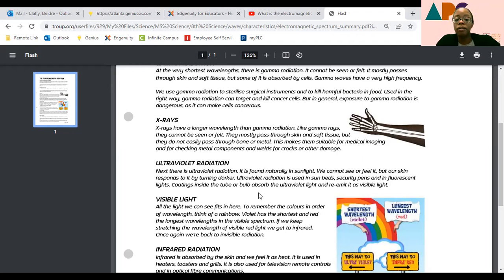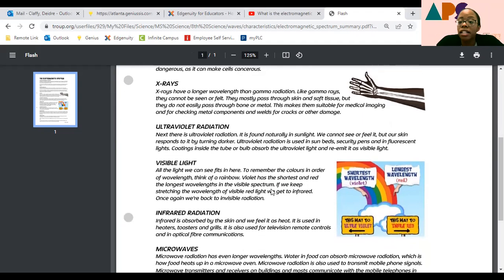And then you also have what we know as visible light. This is light that we can see. All the light we can see, so I'm reading right here under this section, all the light that we can see fits right here. To remember the colors in order of wavelength, think of a rainbow. Violet has the shortest and red has the longest wavelengths in the visible spectrum.